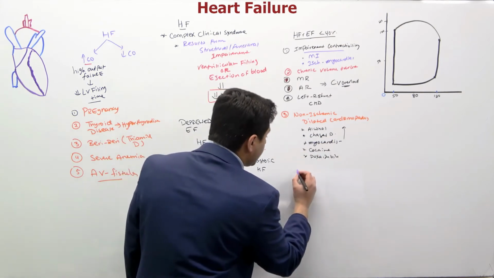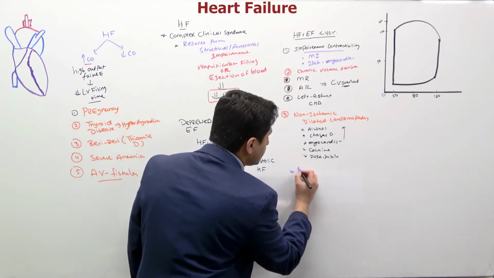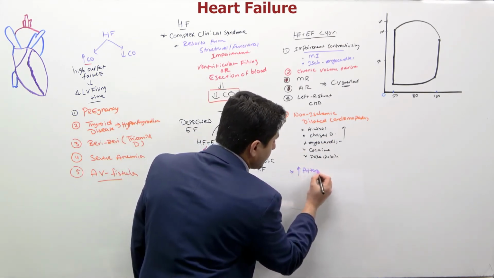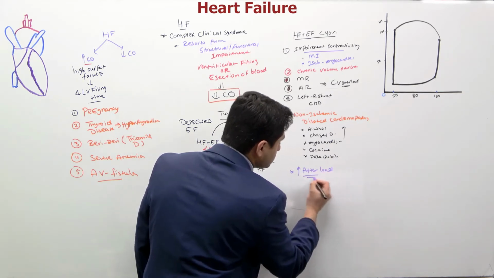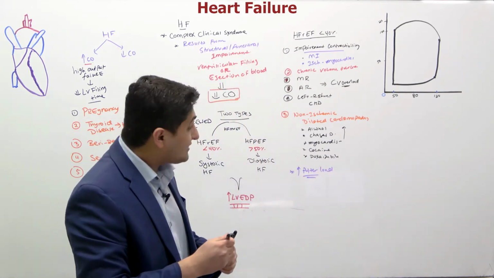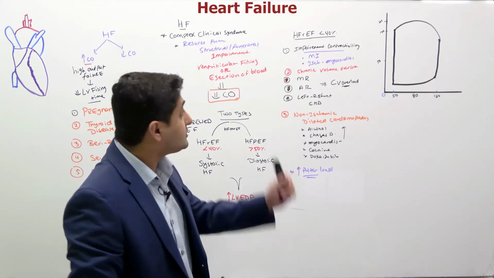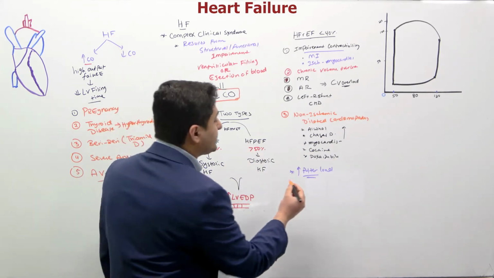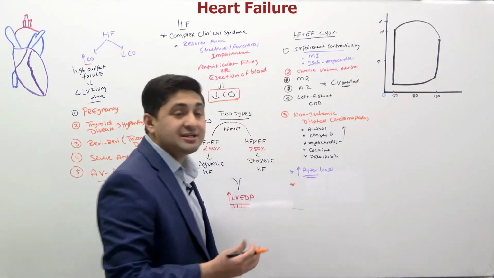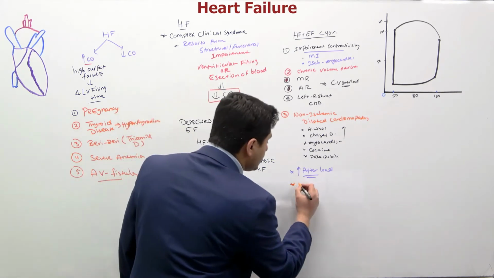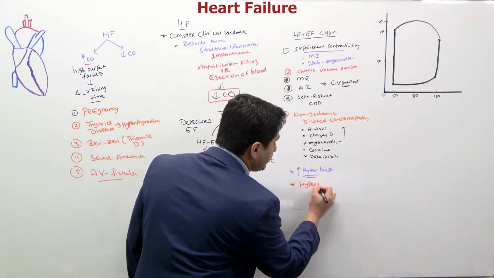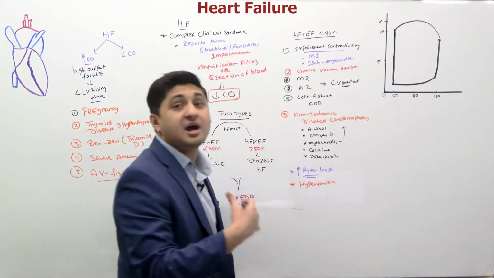Now, another condition you can have is an increase in afterload, all right? And this can also decrease the ejection fraction. Now, what are the conditions that have an increased afterload? One is, let's just say, hypertension, but this is a severe type of hypertension. Chronic hypertension is there.